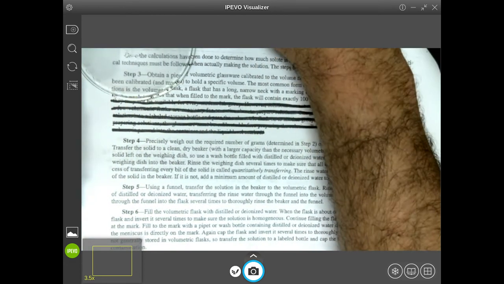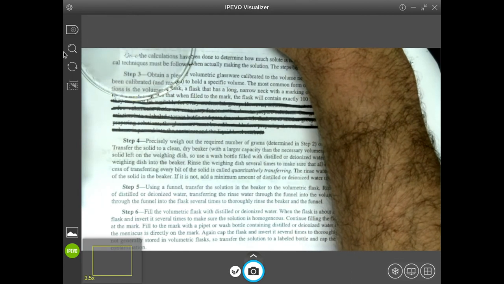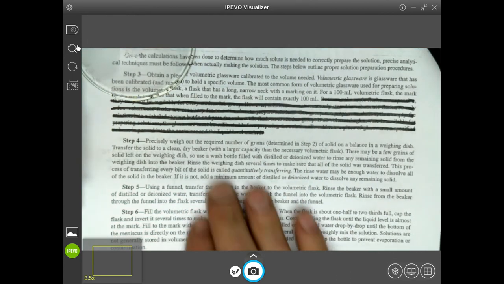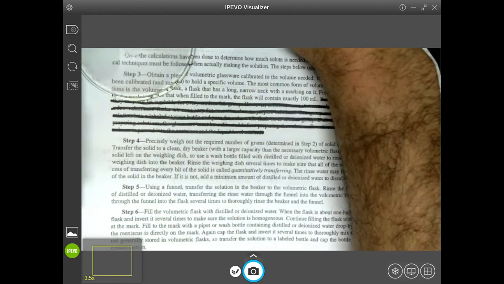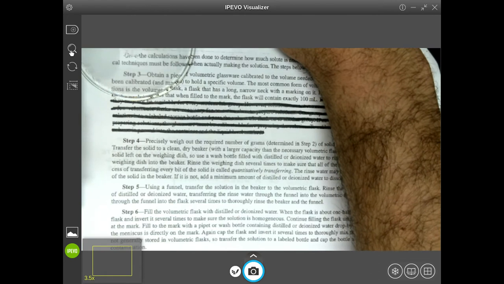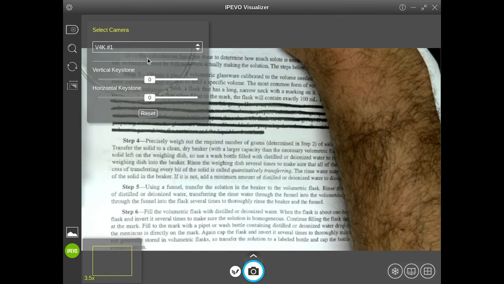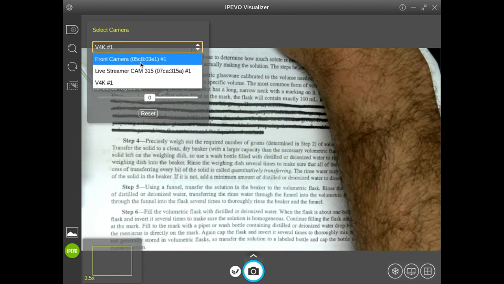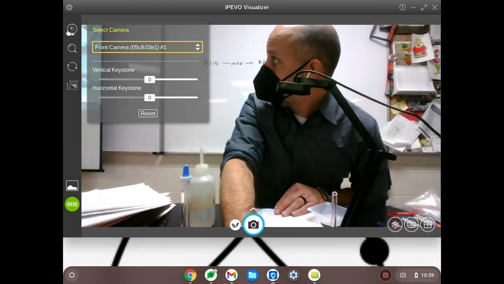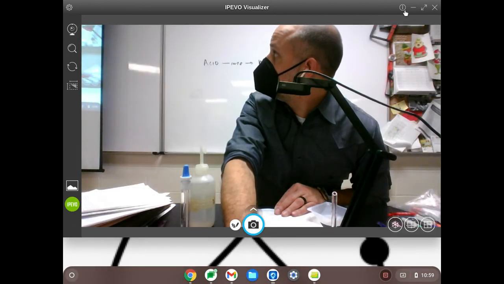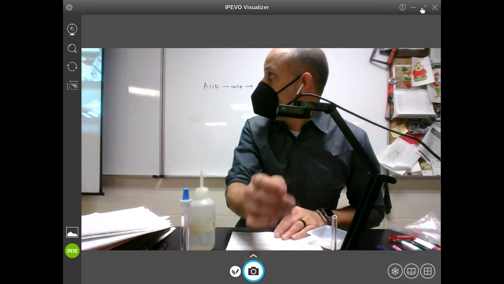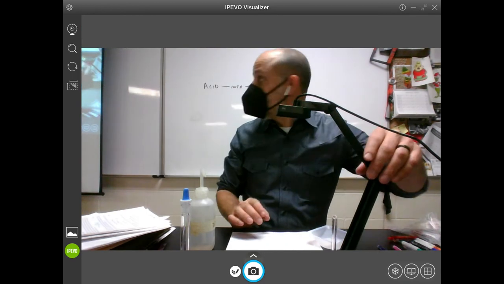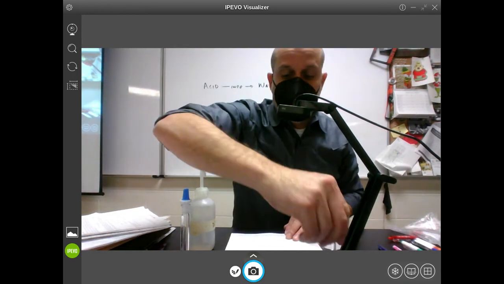Okay, I'm going to switch my view here. I'm going to be reading off of these steps, going through them, but up here on the overhead, I'm going to visually show you as we go through it what it's going to look like. Okay, so let's see if I can.